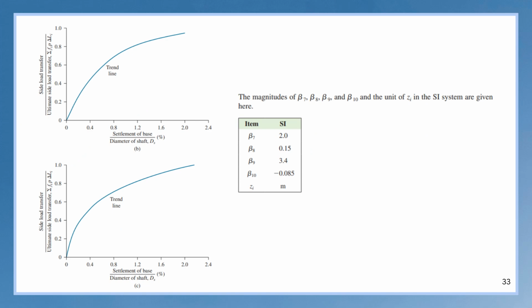Next is the table of constants. Beta sub 7, beta sub 8, beta sub 9, and beta sub 10. This table provides the constant values used in previous equations. These constants are applied when calculating the shaft resistance for gravelly soils. They are determined from experimental data and help refine the estimation of load capacity based on soil conditions.